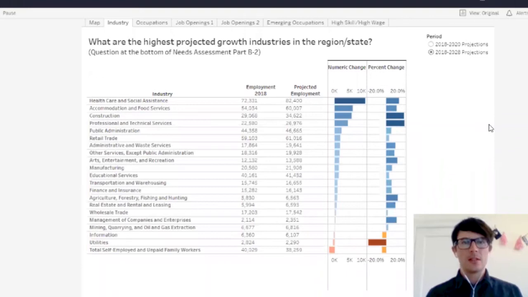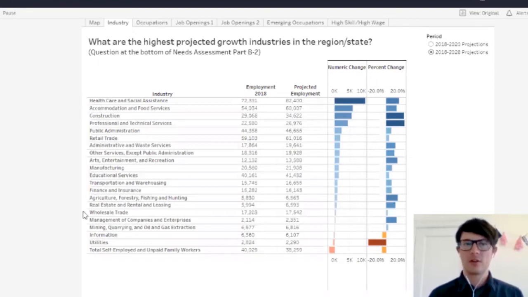The industry page is set up to help you answer the first question at the bottom of Needs Assessment Part B2. What are the highest projected growth industries in the region or state? This page has the official titles of these industries. So these are the 2-digit NAICS titles, which can be found on the Bureau of Labor Statistics website.